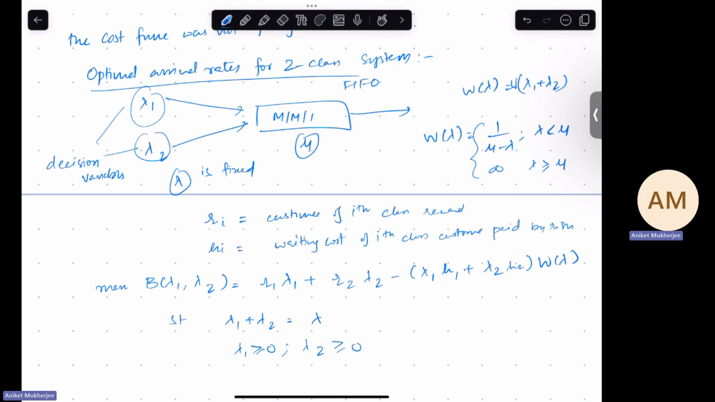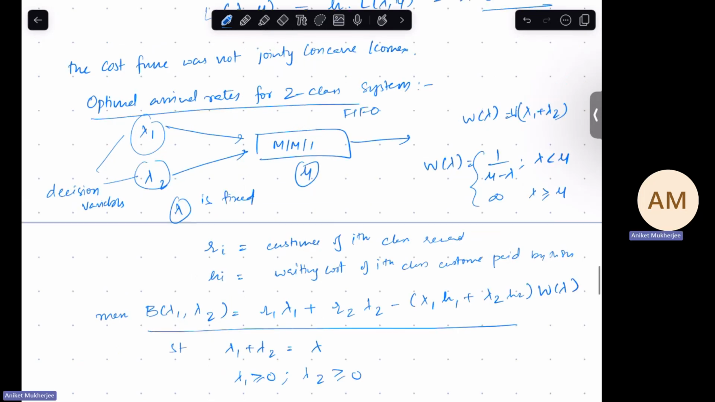So this is the cost function, and in the next class, we will try to solve this problem and try to find λ1 and λ2 and λ. You can either make λ fixed, or it now becomes a three parameter problem: λ1, λ2, and λ. Yeah, so I'll stop.